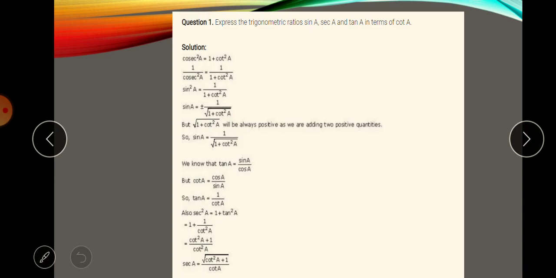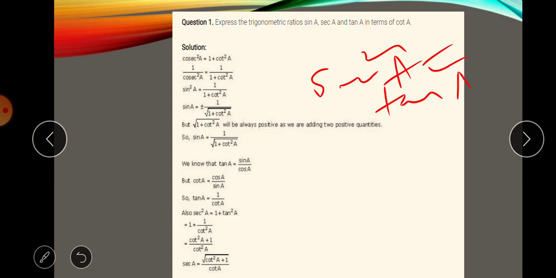Secant you have to convert into cot A. As we know the identity secant square A minus tan square A is equal to 1, and cot is the reciprocal of tan. By using this we can convert secant A in terms of cot A.